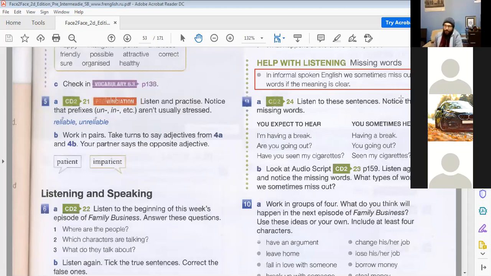Now, I'm going to play a few sentences, and I want you to notice the missing words. You will actually hear a few missing words. I want you to tell me, what are the missing words and why do you think they're missing? So listen to this.